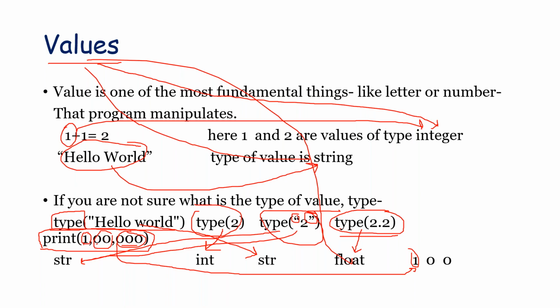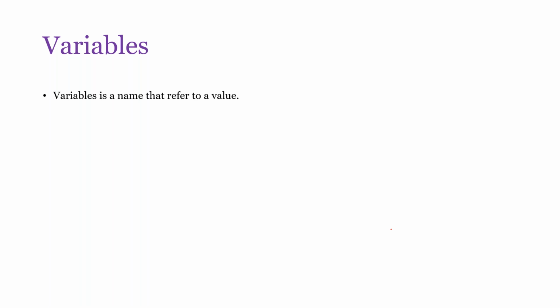So to understand what the type of your value is, you will write type, and within the parentheses you will simply put it as it is. Okay, now we'll come to the concept of variables. Okay, so a variable is the name that refers to a value.